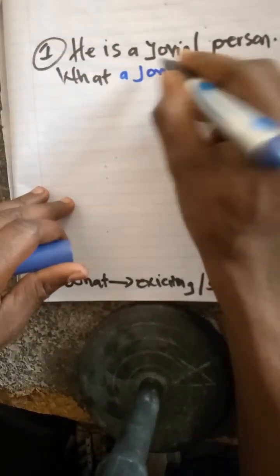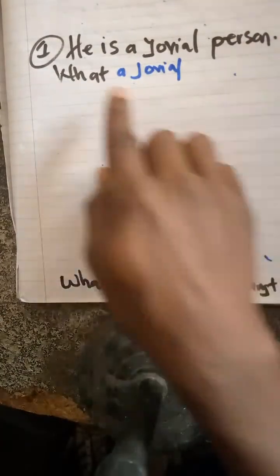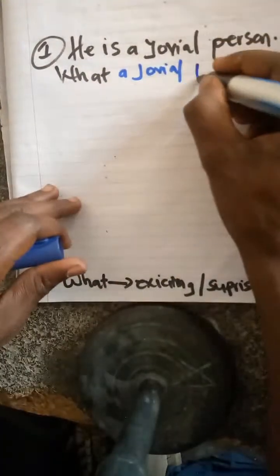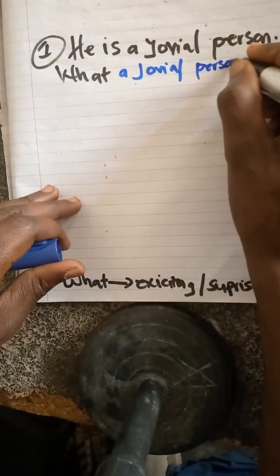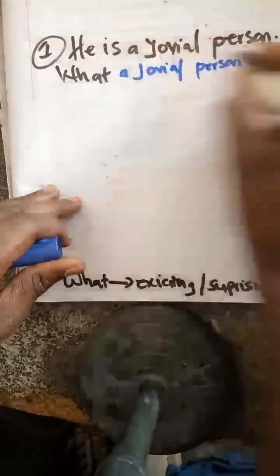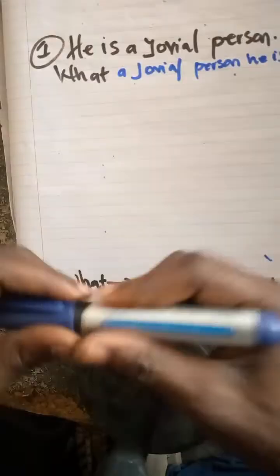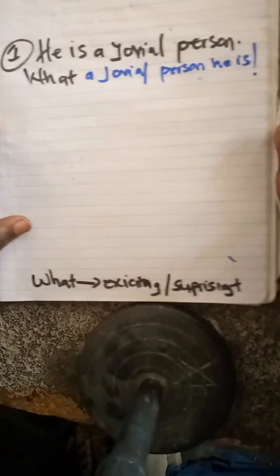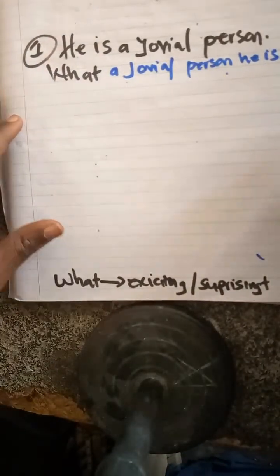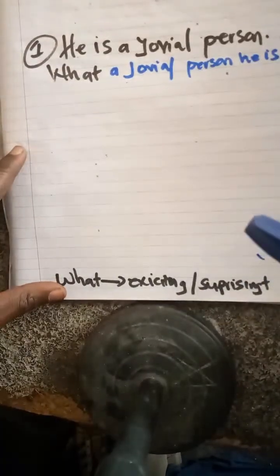Mind you, don't write a capital letter J here because now it's in the sentence, it's not at the beginning. What a jovial person. Here, he is. You have seen. What a jovial person he is.